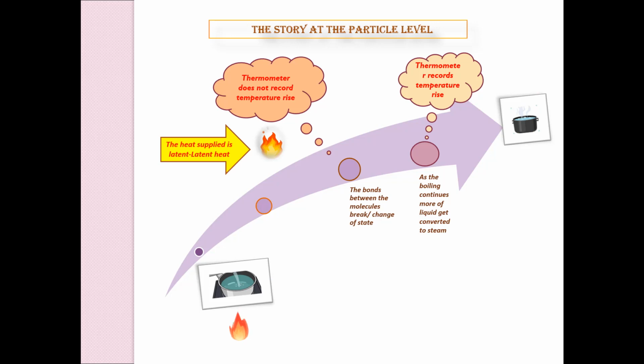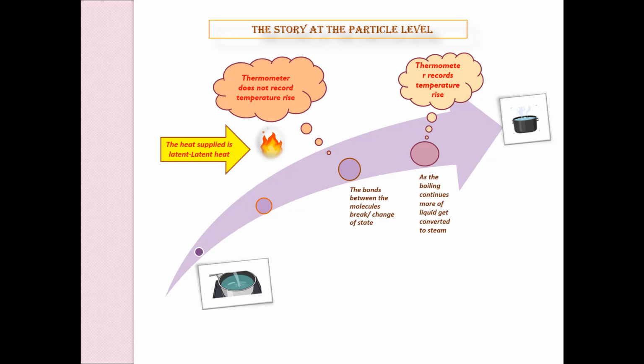So the heat that you kept on supplying has been utilized to break the chemical bond between the molecules of liquid water. This heat does not have any external manifestation. That is, you don't get a record of this heat supplied in the thermometer. This heat is hidden. This is called latent, and therefore this is also known as the latent heat.